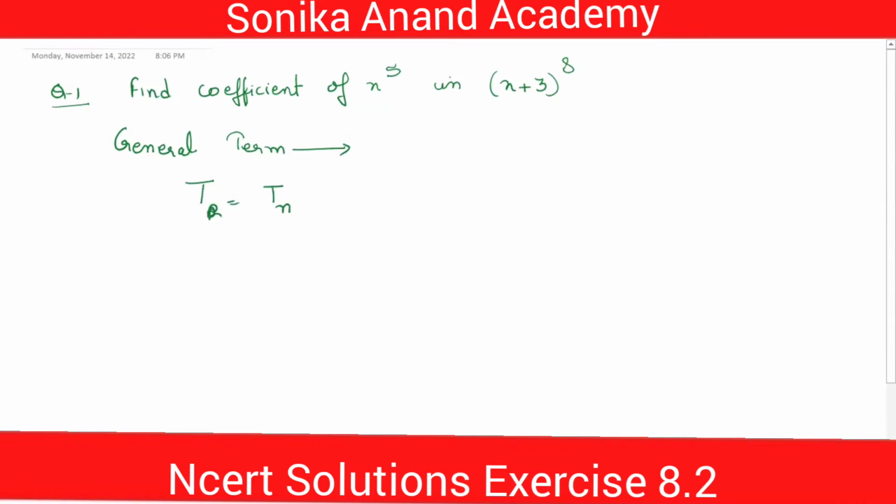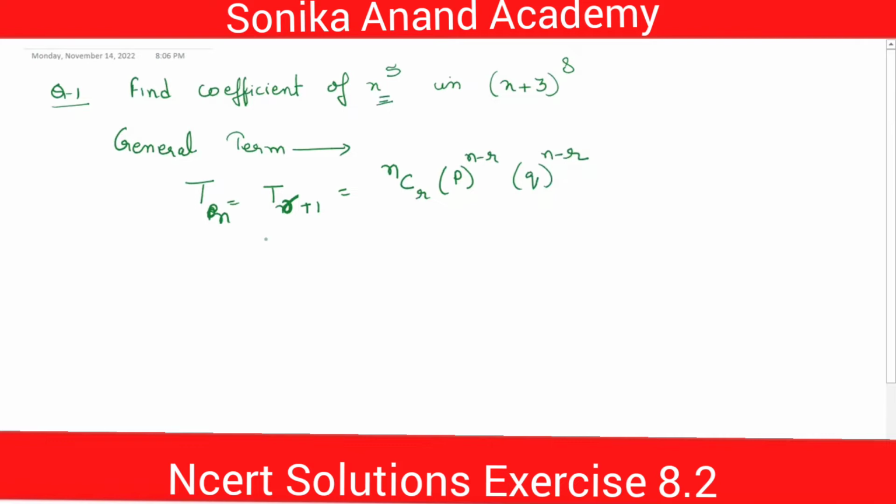Or you can say Tr plus 1. So we have nCr p to the power n minus r and q to the power r. I will tell you. So now we have to find the coefficient of x to the power 5.